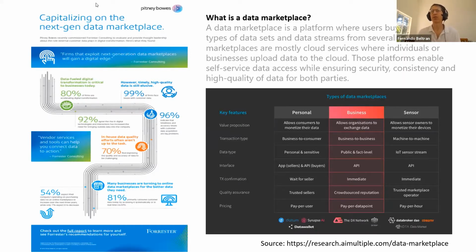The website talks about three types of marketplaces: personal, business, and sensor. This presentation is about personal data marketplaces, where consumers attempt to monetize their data. But the exchange of data by businesses is another type of marketplace, probably more important in terms of revenue and the size of the industry. There's also a newer type of data marketplace, where data from sensors and machines are exchanged with other machines that need them. So it's a sort of machine-to-machine data marketplace.